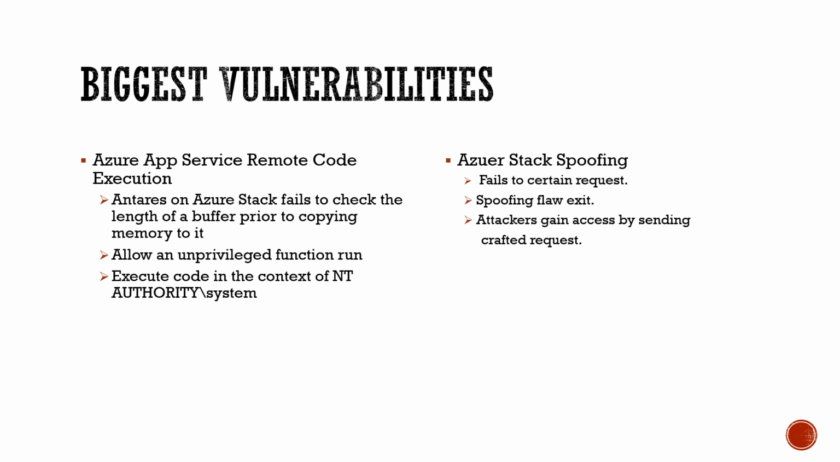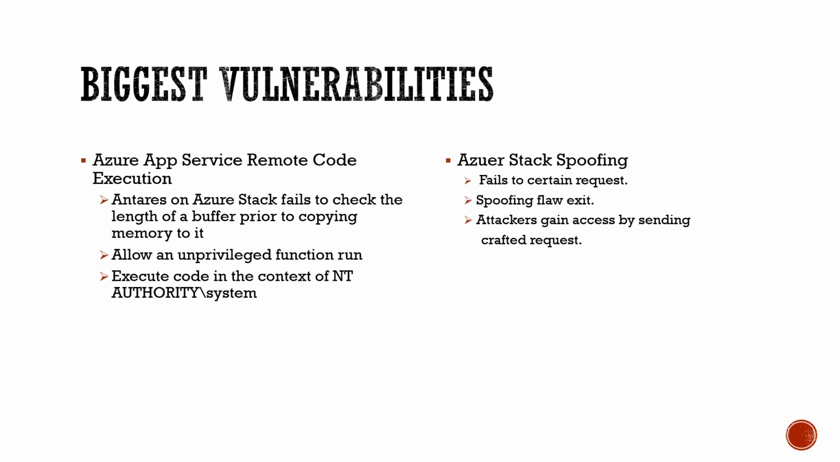The second vulnerability is Azure Stack spoofing. It means that Azure Stack does not validate certain requests. At that moment, a spoofing flaw exists. Attackers send a crafted request to the Azure Stack. Azure Stack doesn't validate this kind of request, and at that moment the attacker can get access to the system. This is also recorded as one of the biggest vulnerabilities in the Azure cloud. Due to this, the attacker gains access to the Azure Stack portal, runs unauthenticated HTTP requests, and moreover takes a snapshot of the infrastructure of other tenants.